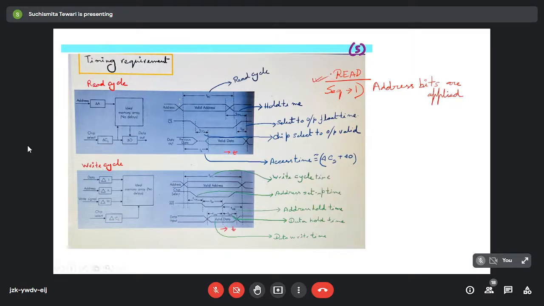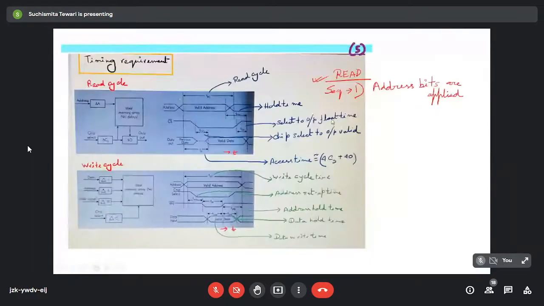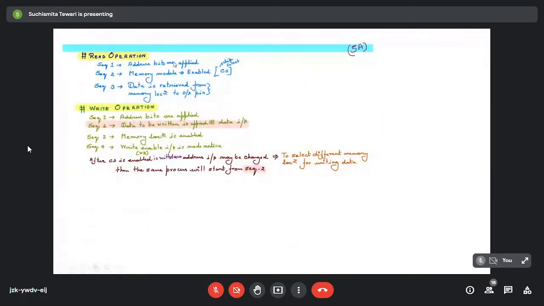Okay. Here it is already written. So first is address bit should be applied.